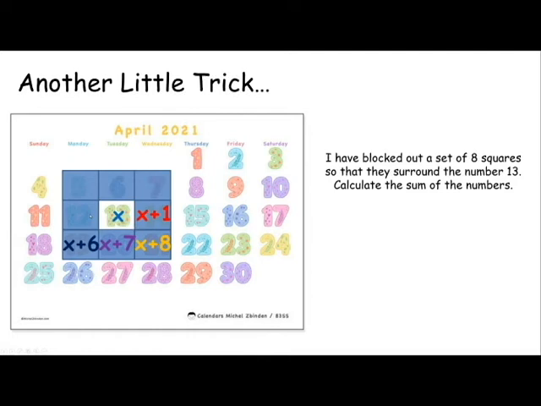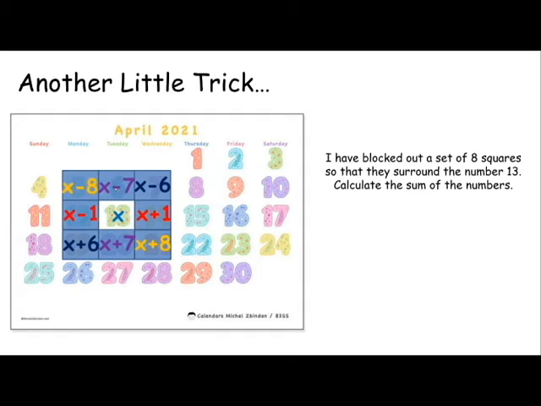What about the 12? Isn't it 1 smaller than 13? And the 7, isn't it 6 smaller than the 13? That means the 6 is 7 smaller than 13, and the 5 is 8 smaller than the 13.